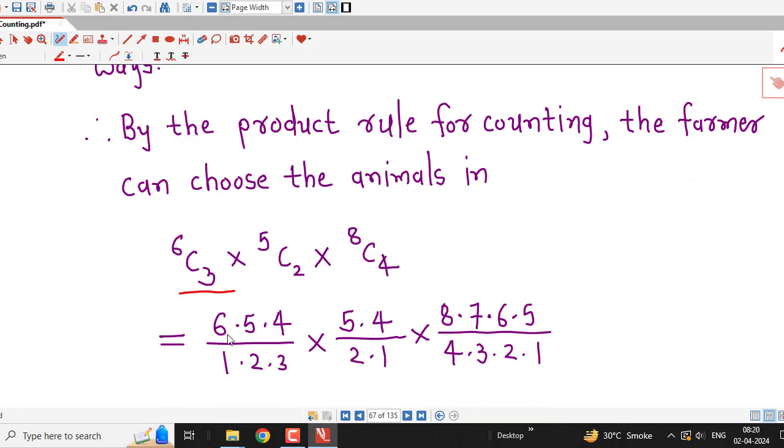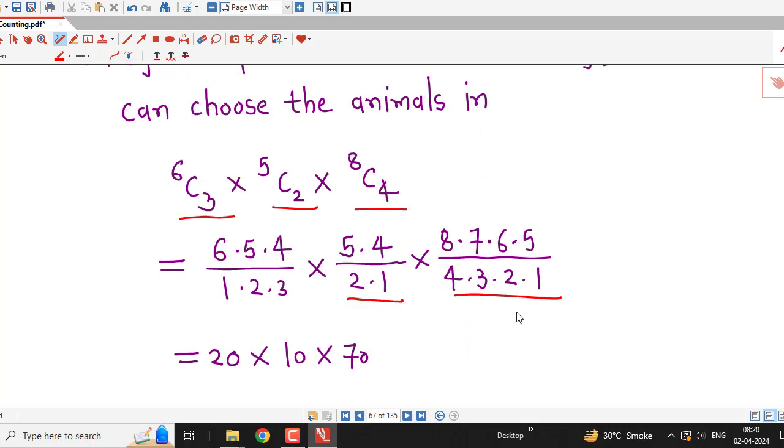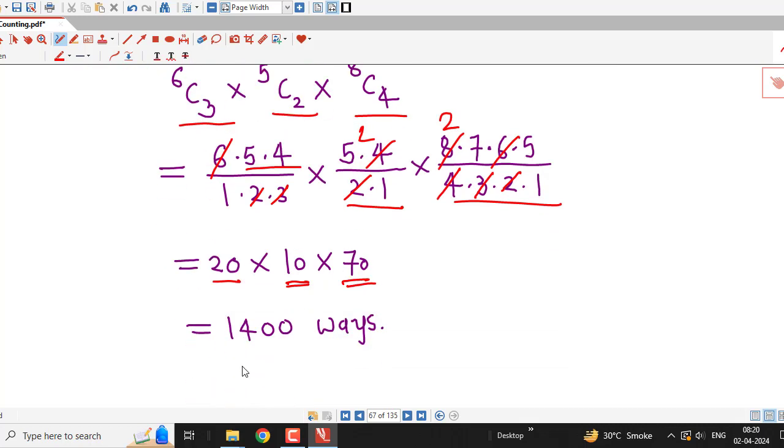For 6C3 we have to write 3 terms in the product. So here 6, 5, 4 and 3, 2, 1. Then 5 into 4, 2 into 1, and 8C4: 8, 7, 6, 5 over 4, 3, 2, 1. And if you simplify all these things, you can see this 6 will get cancelled. Here we have 20. Here we have 5 into 2, 10. And here we have 6 cancel, 4 cancel, and 7, 0. And that turns out to be 1400 ways. The farmer can buy these different types of animals in 1400 ways.